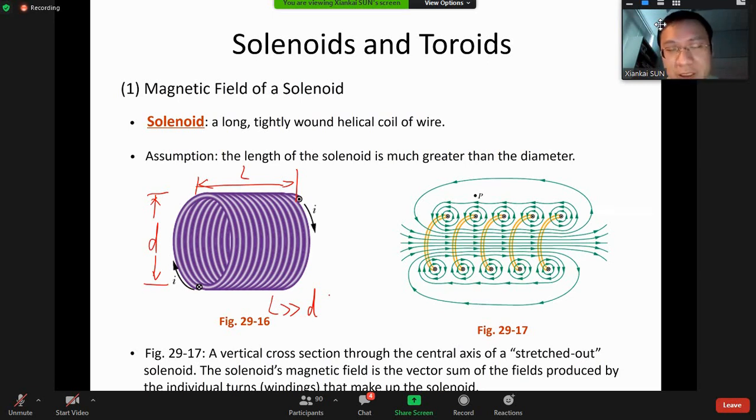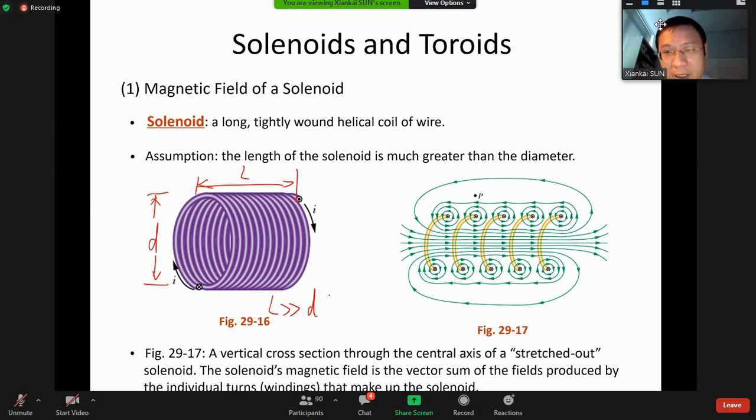If this condition is not satisfied, you will not get a simple expression for the magnetic field. That's it. It does not mean that it does not exist. Of course, it can exist, but under that situation, you cannot get a simple expression for the magnetic field.